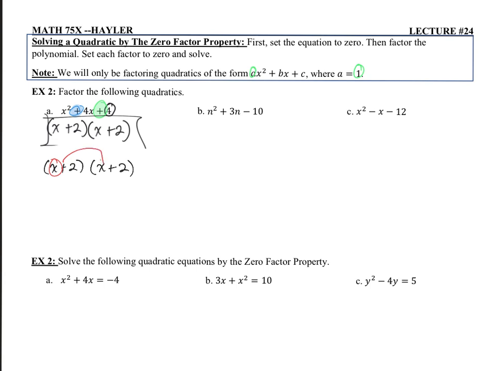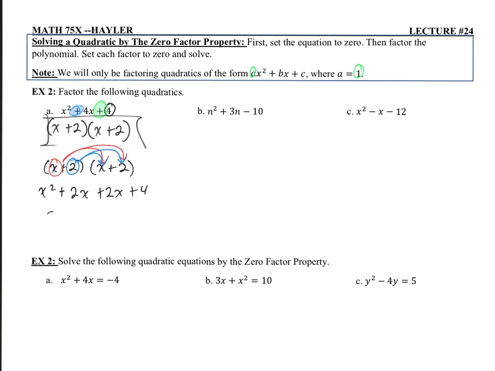So x times x, and then the x times the 2. So we get x squared plus 2x. Okay, done with that x, then we're going to go ahead and distribute the 2. So we'll get plus 2x again, and then plus 4.